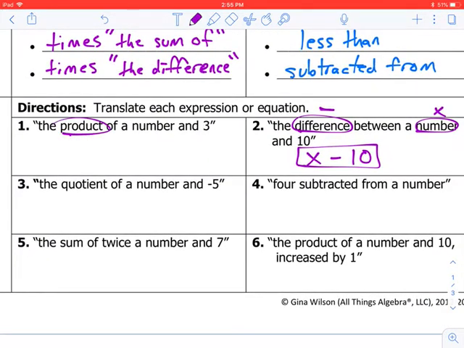The product means multiplication of a number and 3. So I'm going to go 3 times x, or just 3x. The quotient, that's division. So x and negative 5, so x divided by negative 5. You can use this symbol for division, but it's not going to be used all that much. So I would really suggest using the fraction bar.